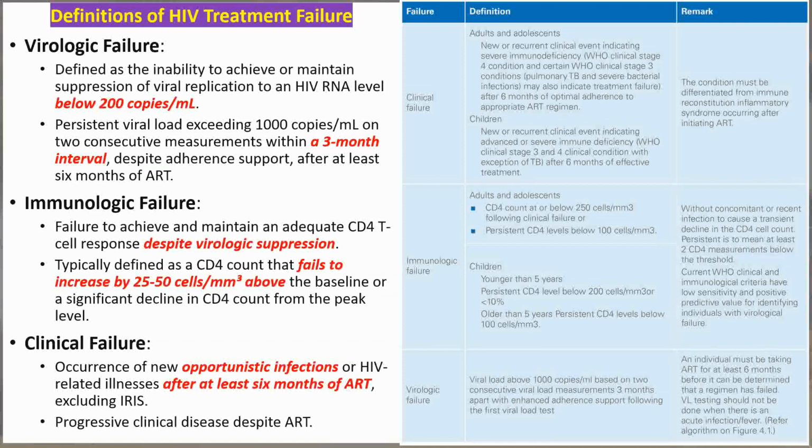Lastly, clinical failure is when new health battles arise, signaling that the treatment isn't holding the line. After 6 months of ART, if a patient faces new opportunistic infections or other HIV-related illnesses, except for the initial inflammatory response known as IRIS, it's a clear sign that the treatment plan needs reevaluation.